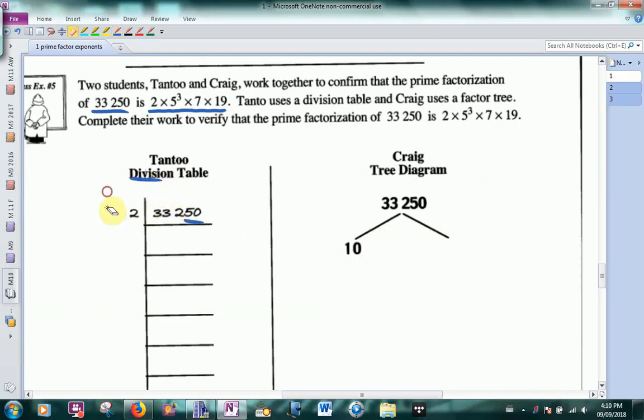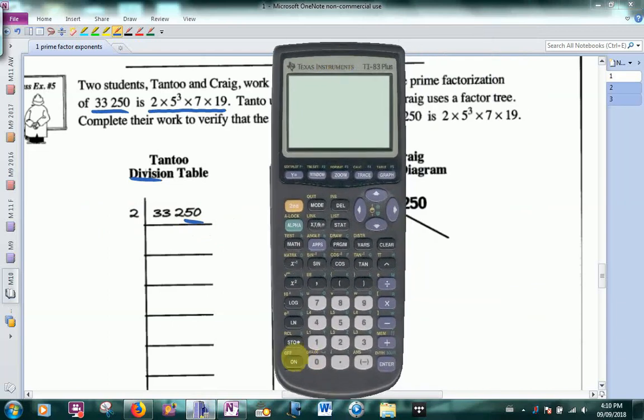Okay, so 2. We took 2 out. We take half of that. And if you could do that in your head, wonderful. But I'm going to allow you to use a calculator, so feel free, just to make sure you don't make a mistake. If I take half of that, I get 16,625.